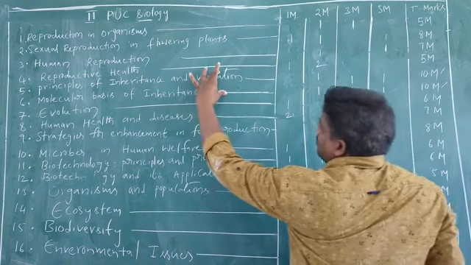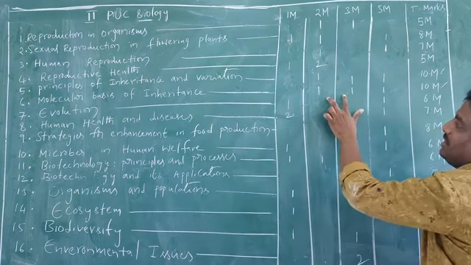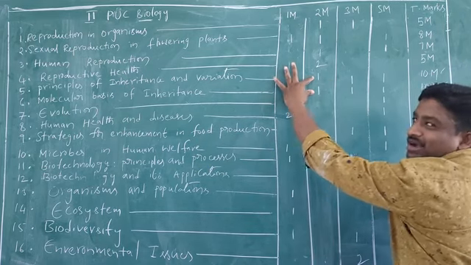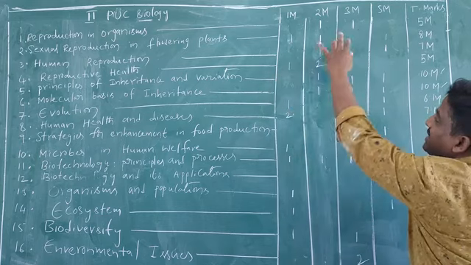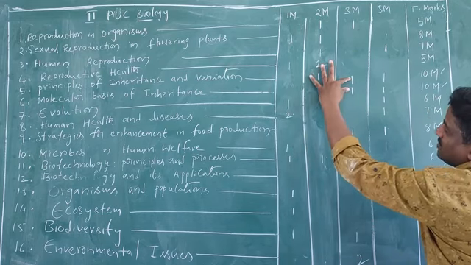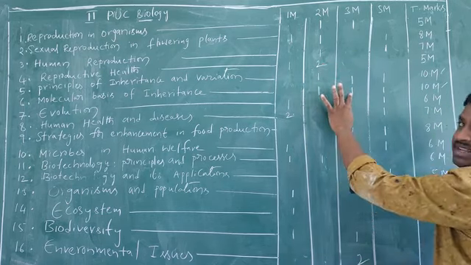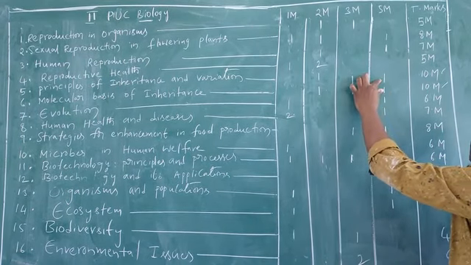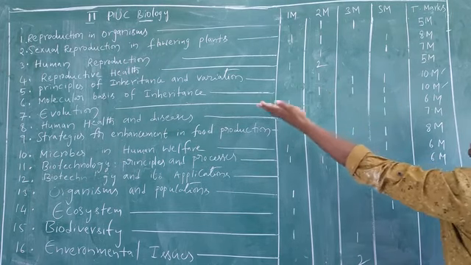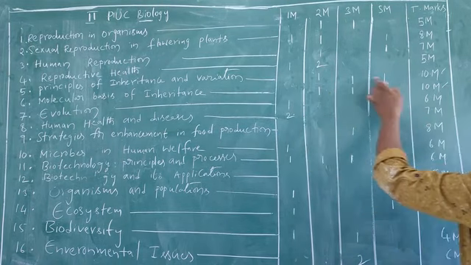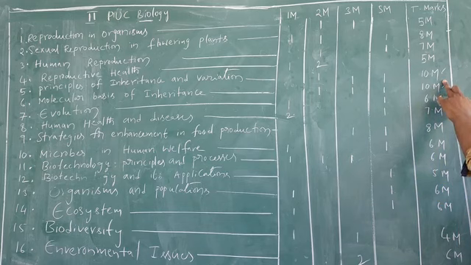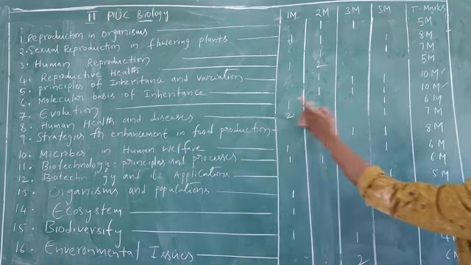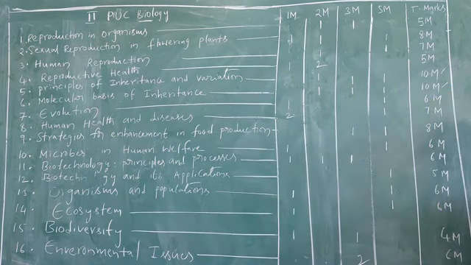In both these chapters you can see 2 marks questions, 2 will come. And 3 marks questions, 1 question will come from both chapters. Again 5 marks questions, 1 will come. So that means each chapter can be categorized into 10 marks. Here the 5th chapter is 10 marks and the 6th chapter is 10 marks.